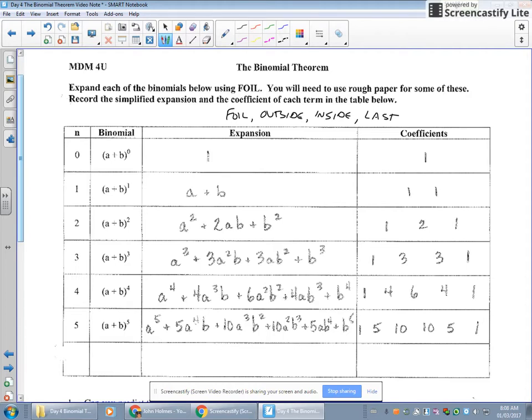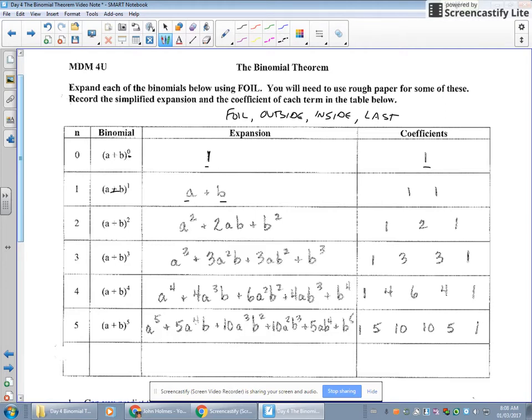In this particular case, first of all, anything to the power of 0 is just 1. So the coefficient is, of course, 1. When I have a plus b to the power of 1, that is simply a plus b. It's just the power of 1. Here's where we're going to be using our FOIL.